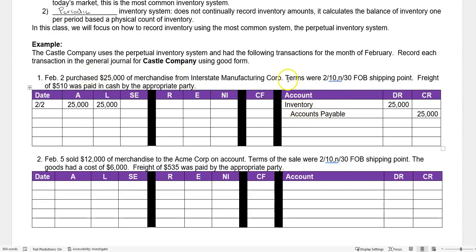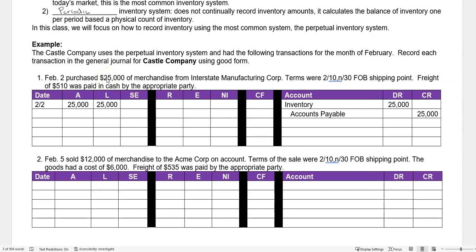Now that's step one. Now, second part of this says FOB shipping point. Freight of $5.10 was paid in cash by the appropriate party. So that brings to question, who is the appropriate party? Is the buyer, Castle Company, responsible for shipping, or is Interstate Manufacturing, the seller, responsible for shipping?